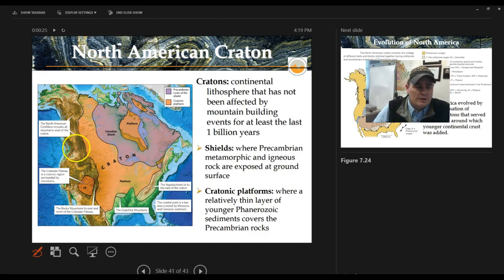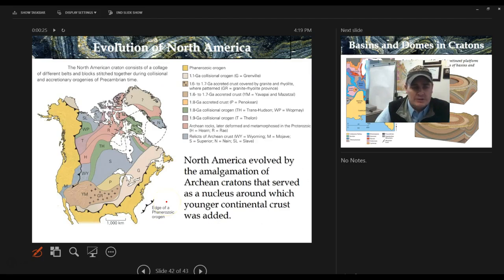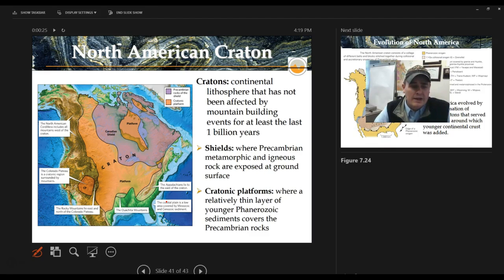Okay, so the Craton is just one large old piece of lithosphere, and just a bunch of these small continents and islands slamming together over time. Okay, whereas the shield is the exposed portion of that. This platform is where all the sedimentary rocks are on top of it.